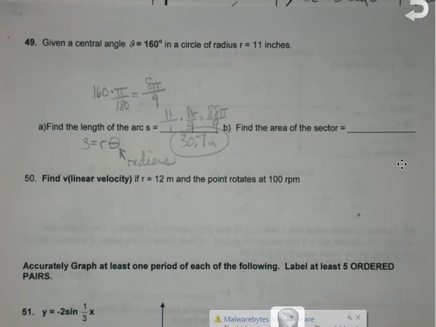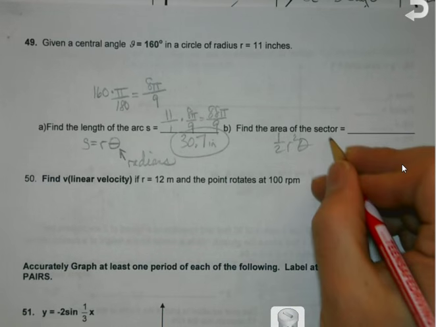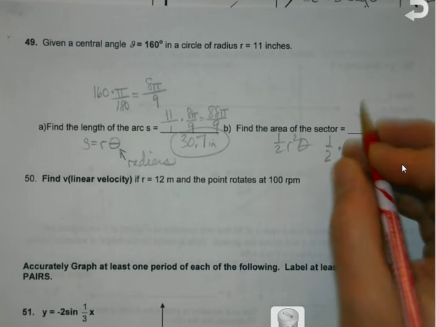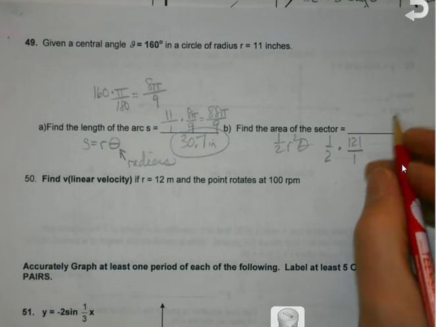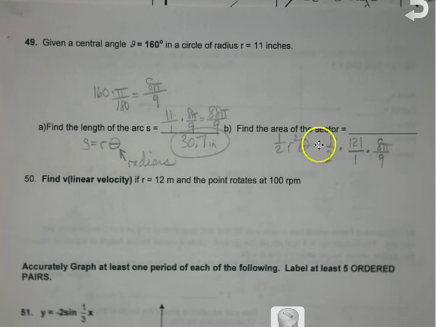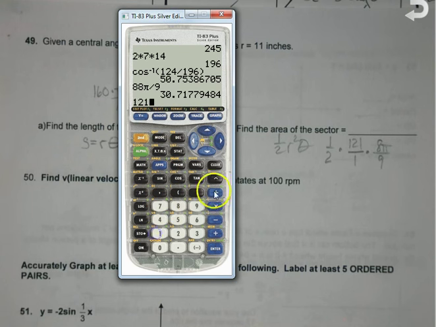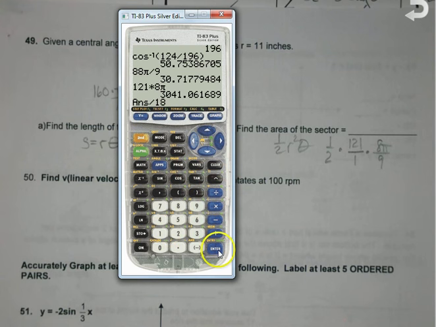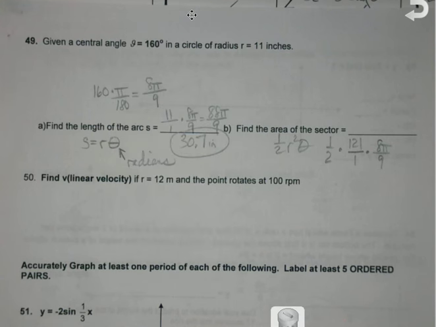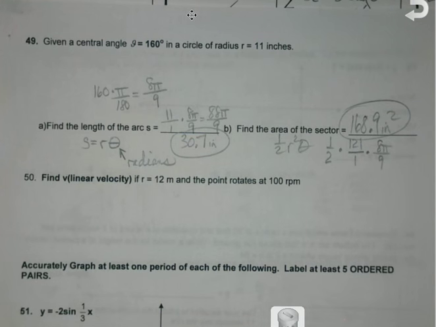Area of that same sector, 1/2 radius squared theta. So 1/2. My radius is 11, but I'm squaring it, which is 121, times my theta. Pop that all into the calculator here. So 121 times 8 pi divided by 18. Looks like 168.9 square inches, because now we're talking about area. We just keep plugging along.